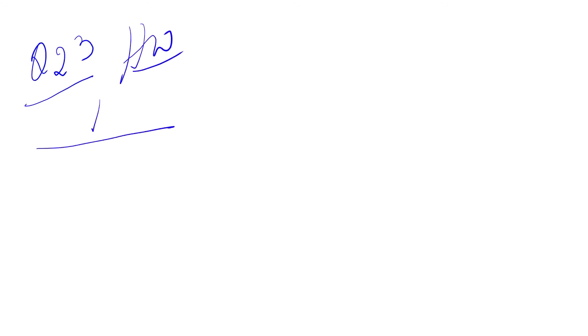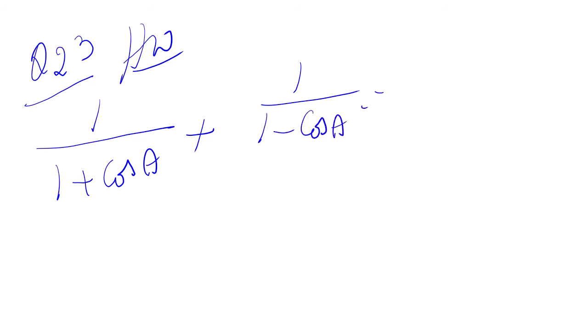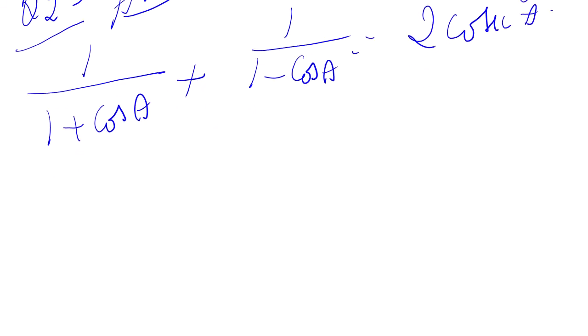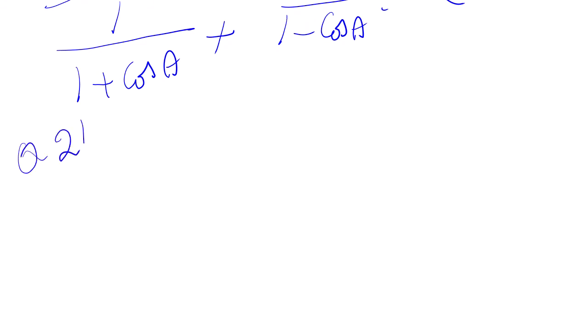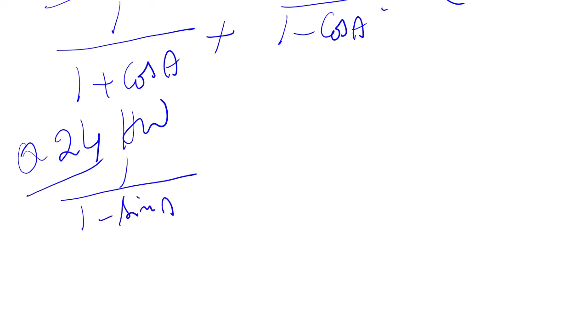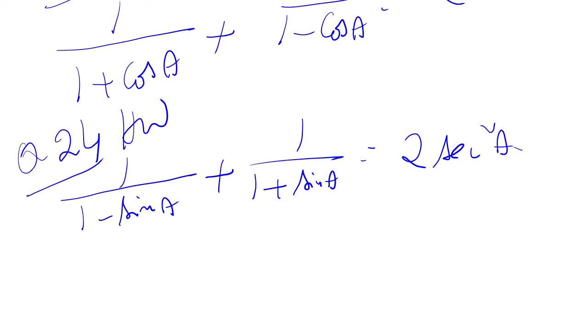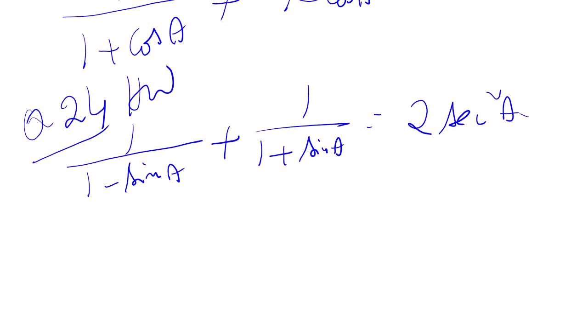Now question 23 you do as homework, that is prove that 1 upon 1 plus cos A plus 1 upon 1 minus cos A is equal to 2 cosec square A. Similarly, the next 24th question is also homework. 1 upon 1 minus sin A plus 1 upon 1 plus sin A is equal to 2 sec square A. Very easy sums. Try it. If you don't get it, you can ask.